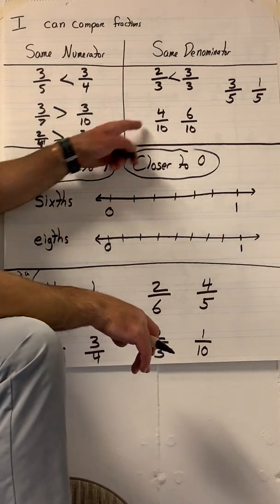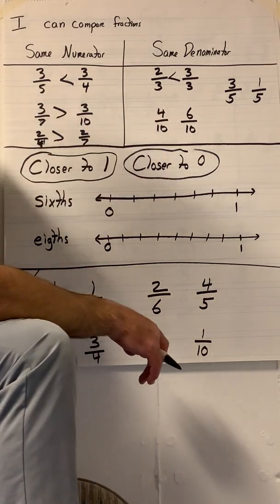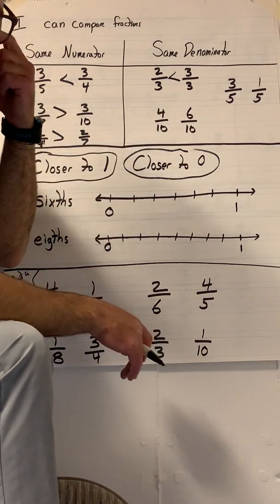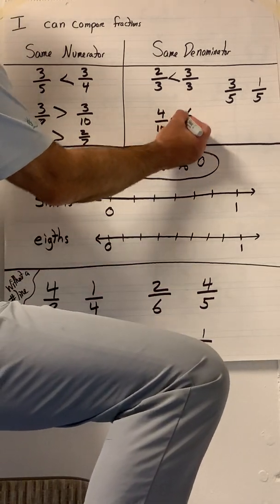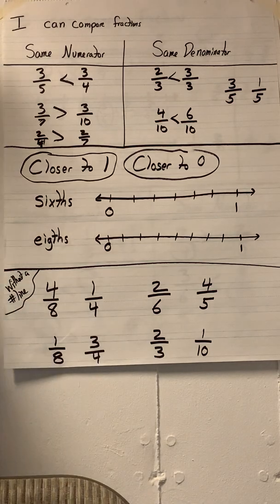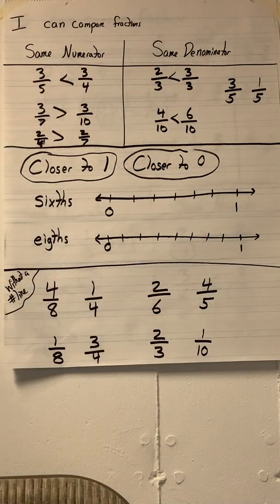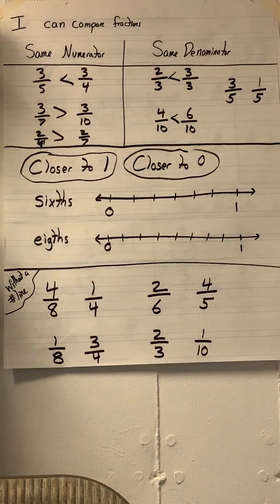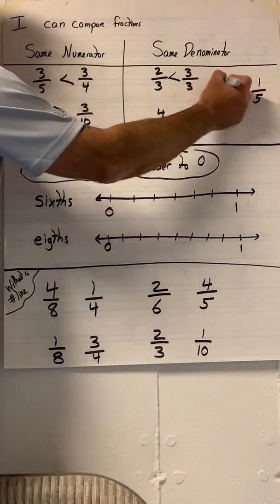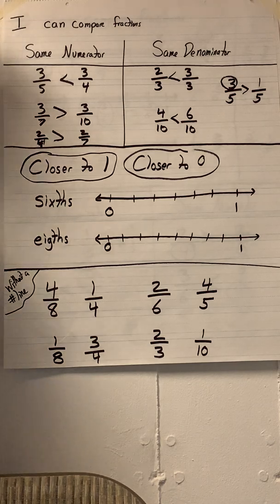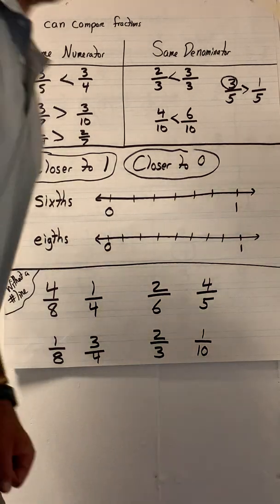Tenths. 4/10 or 6/10. Well, would you rather have 4 or 6? They're all the same size. I'd rather have 6. You're looking for whichever has the bigger numerator on these ones. 3/5 or 1/5, right? They're both fifths. I'd rather have 3/5.